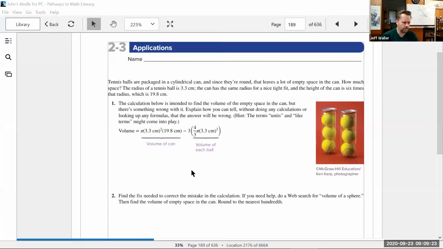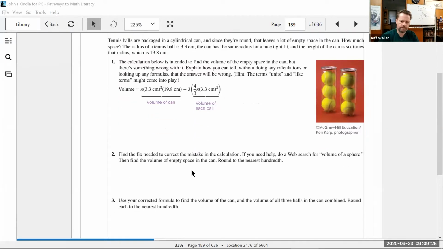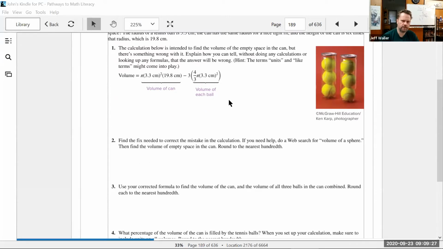I don't know. Or you guys just haven't even tried it yet. It's one of those two things. Remember, 2.3 is the one that's got all the volumes and all that stuff. So we talked about these problems here, right? And the big thing was that what I told you was that volume of a sphere is going to be really important.